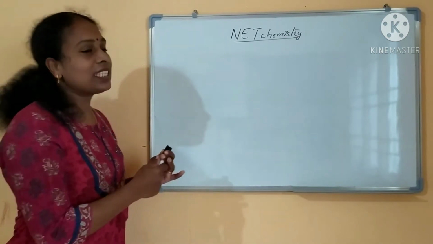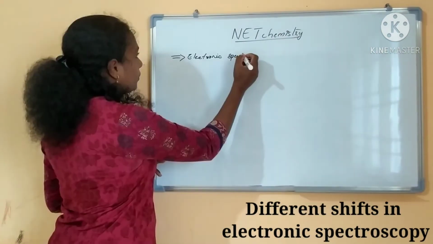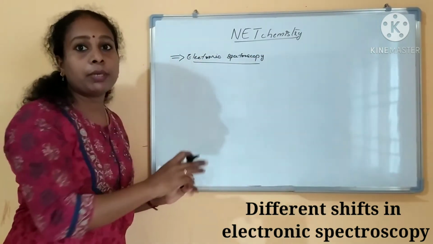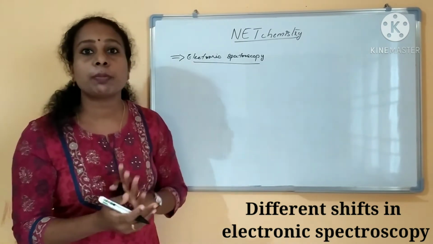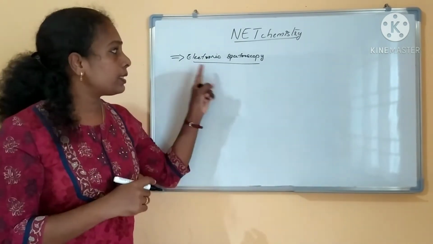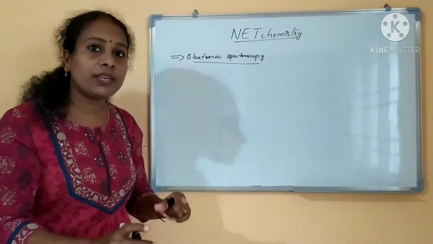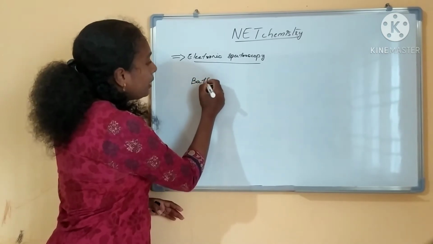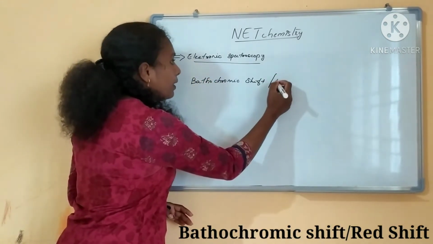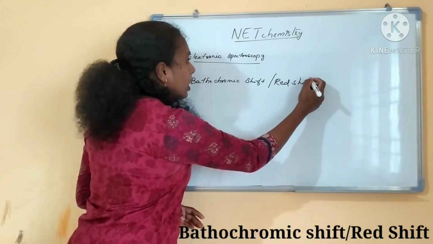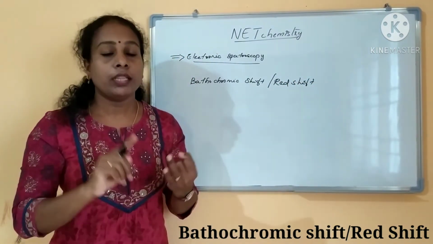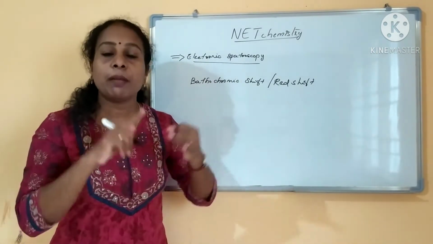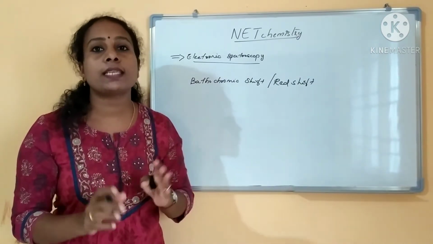Come, let us start. First I am telling about shifts in electronic spectroscopy. Electronic spectroscopy is nothing but UV visible spectra. In this range, electronic spectroscopy gives you the spectrum. In this spectroscopy there are some shifts you have seen in your previous year question papers: the bathochromic shift, or red shift, and the hypsochromic shift, or blue shift. These questions keep being asked every year. We will see what red shift and blue shift are.